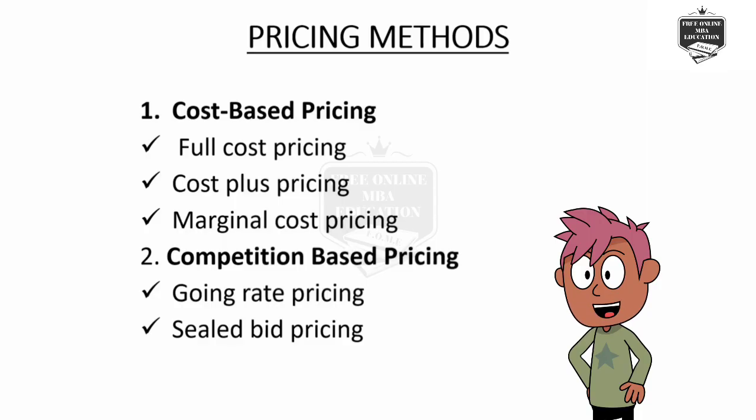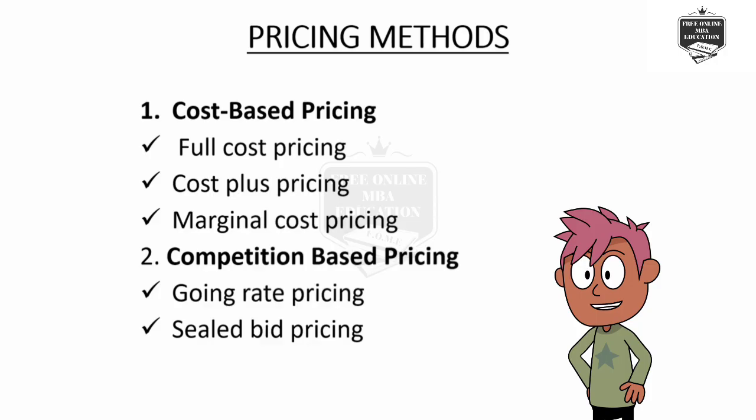Marginal cost pricing means whatever cost has been incurred in order to produce an additional unit. What is marginal? Marginal means additional. So what is marginal cost? It is the additional cost incurred for producing an additional unit. Under marginal cost pricing, you take into consideration whatever cost has been incurred to produce an additional unit, and they see to it that price is always equal to the marginal cost.